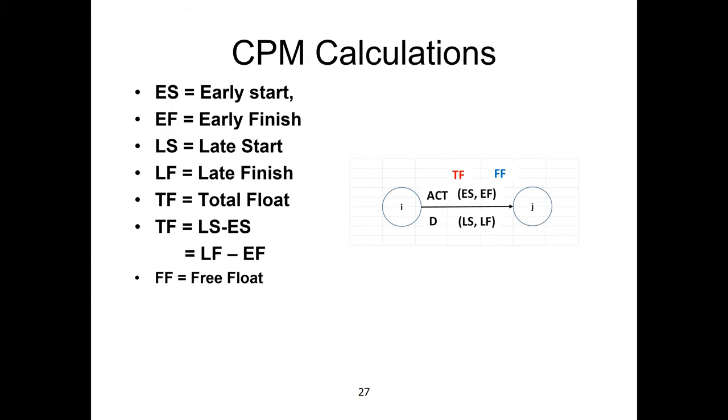Similarly, free float, FF, is written above. Free float is the link between two activities. It is the early start of the following activity, the early start of the next activity, early start of B, minus the early finish of the previous activity, early finish of A. If there are two successor activities, we take the minimum of them. By this way, we calculate the free float.